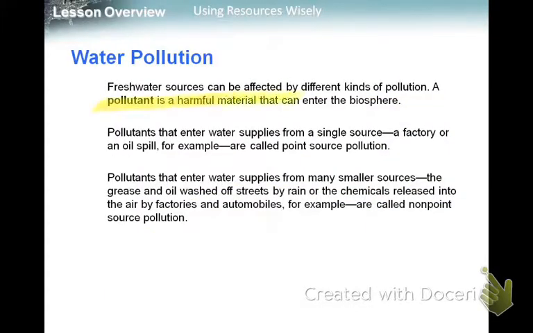A pollutant is something that's harmful that can enter the biosphere. Freshwater sources can be polluted. A factory or an oil spill can cause pollution from a single source. It's called point source pollution. It enters at one point. Pollutants that enter from many smaller sources, the grease and oil washed off streets, chemicals released by factories and automobiles, are called non-point source pollution.